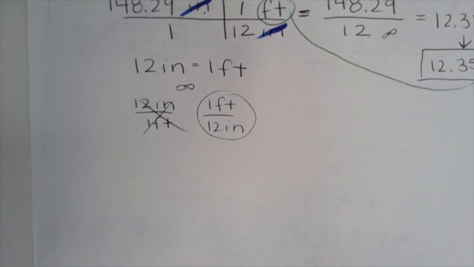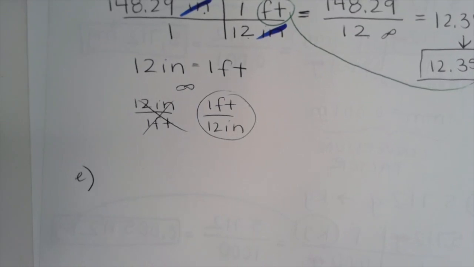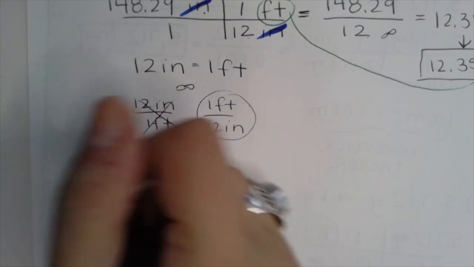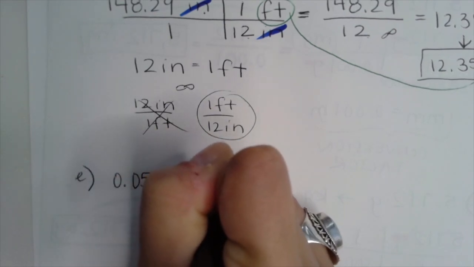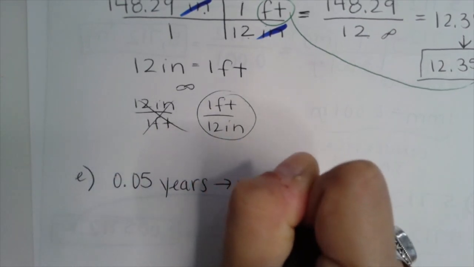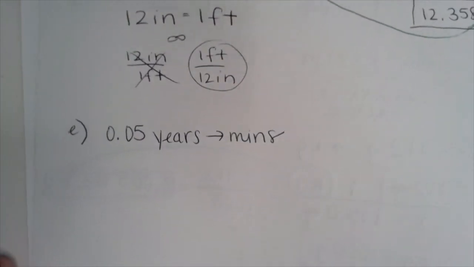Let's try E. This is an interesting one because unless you know the conversion from minutes to years in one step, which I don't know, but if you're into the theater, you might know that song, and you're probably singing the song to yourself right now. I don't know how many minutes are in a year. So in this case, we need to do these in multiple steps. Express a time of 0.05 years to units of minutes. So we got to take this one step at a time.